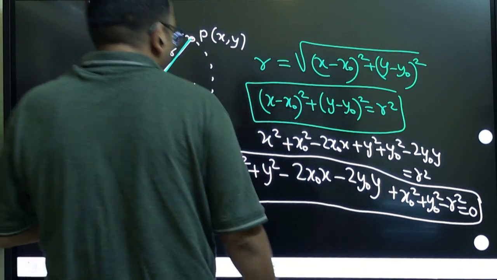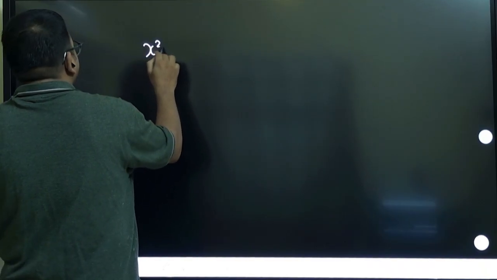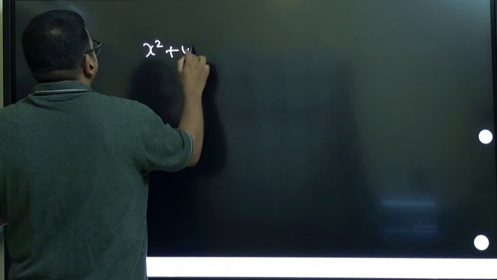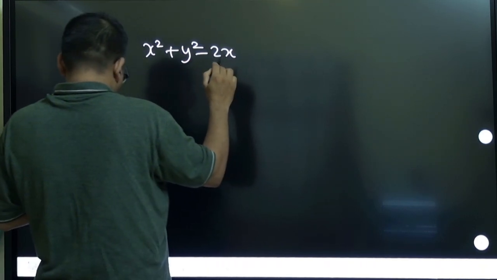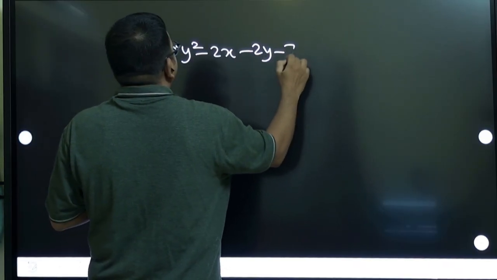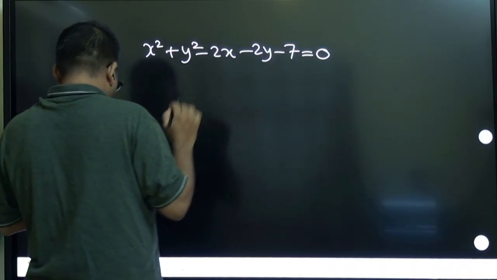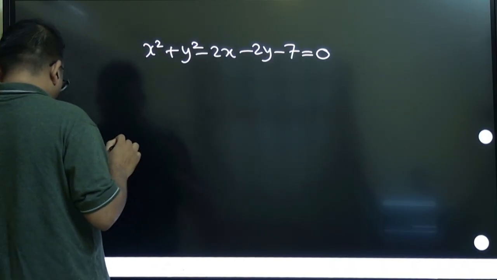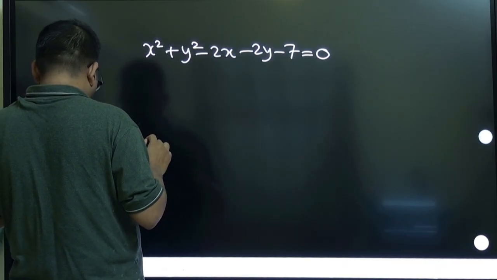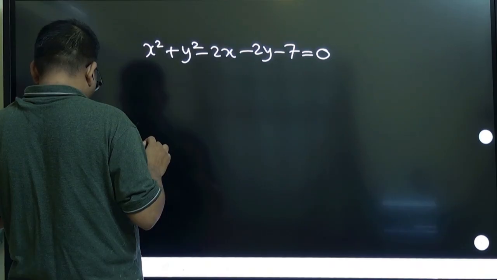Okay, this looks like a good application-oriented question. The question is: the length of the chord of contact of point (4, 4) with respect to a circle. The equation of the circle is given: x square plus y square minus 2x minus 2y minus 7 is equal to 0. Length of chord of contact of point (4, 4) with respect to the circle. What is meant by this?